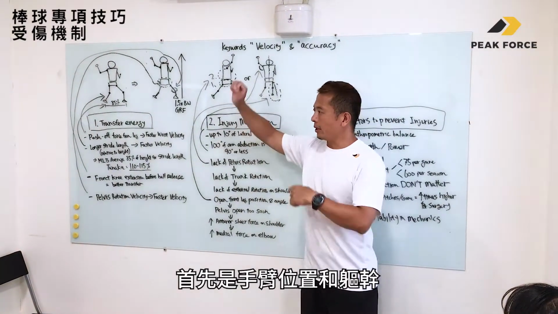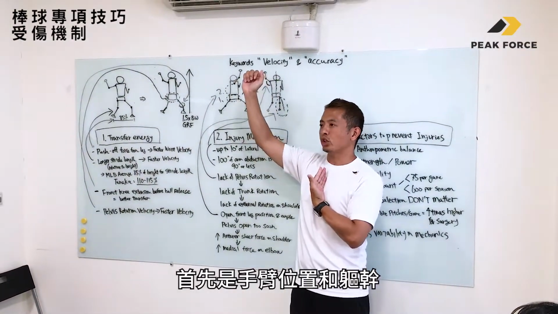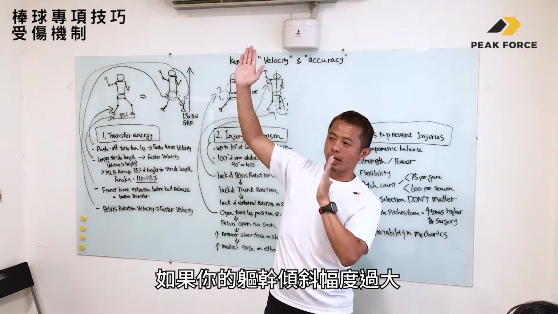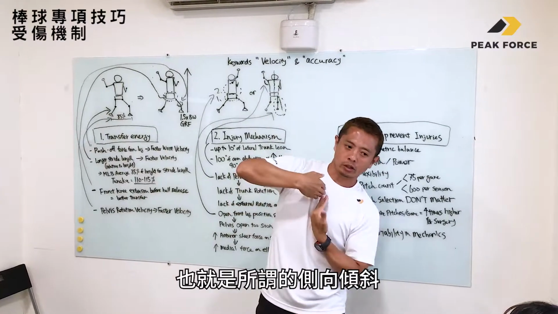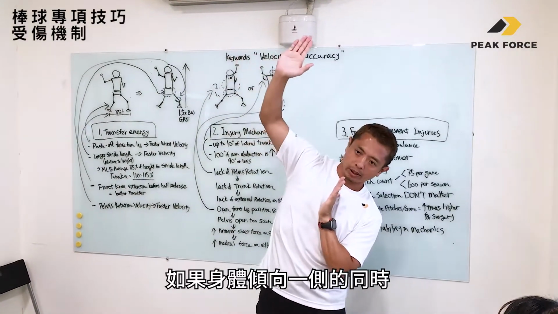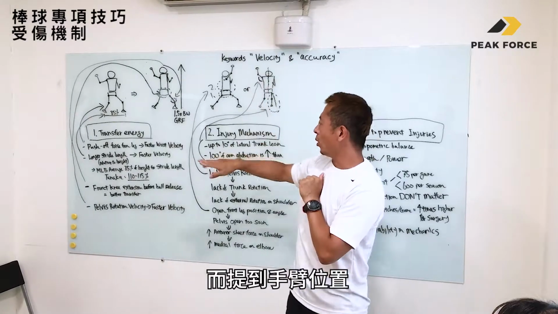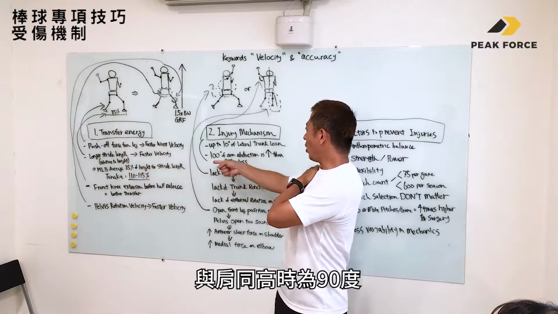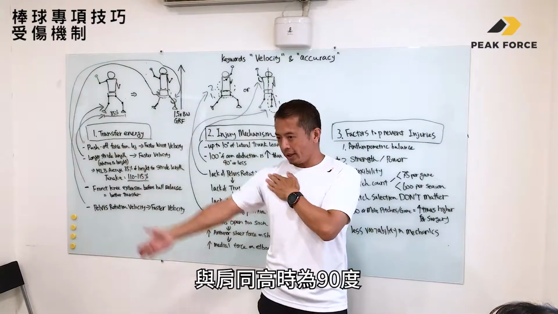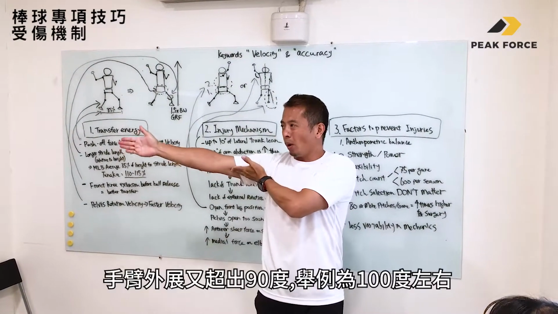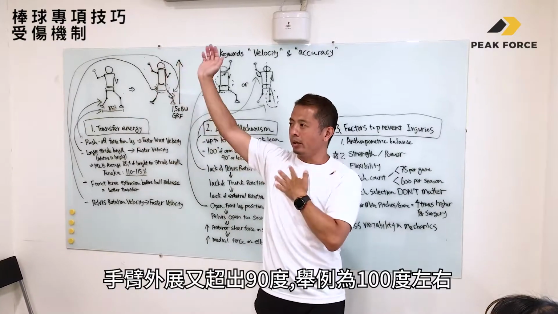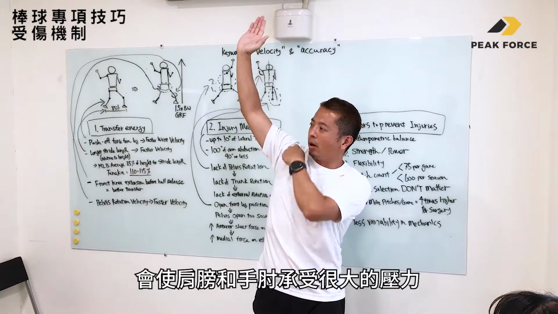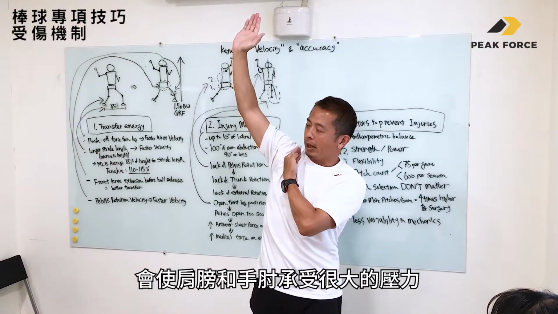The first part is the arm position related to the trunk, okay? If your trunk is leaning too much, what's called a lateral tilt of the trunk, if the body is tilting to the side, and also the arm position, arm abduction, means this one, okay, of 100 degrees. So this is 90 degrees, right? And then if you have over 90 degrees, let's say 100 degrees, and then if you have a tilt this way, that puts a lot of stress on the shoulder and then the elbow, okay?